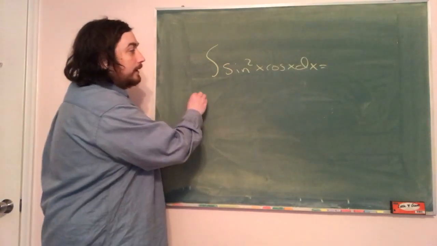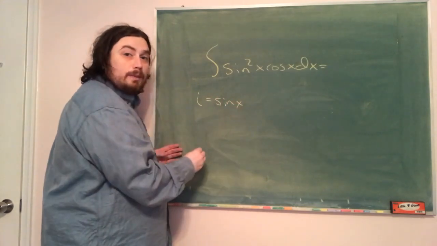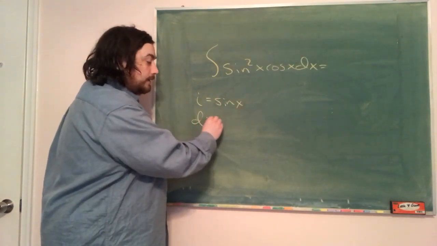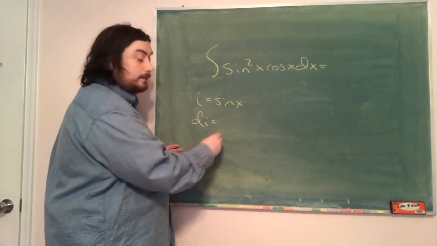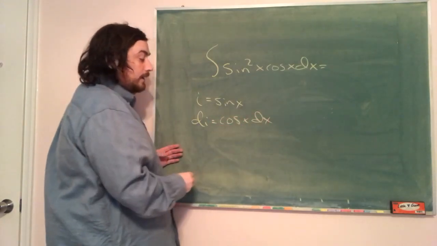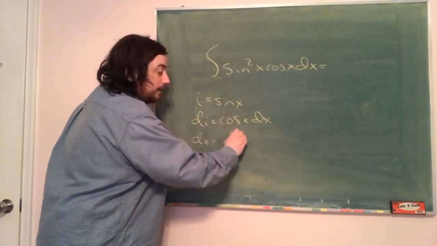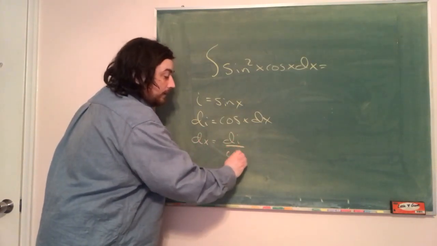So I'm going to let u be sine of x. Then I find the differential: du is the derivative of sine, which is cosine of x, times the differential dx. Then I solve for dx, and I get dx is du over cosine of x.